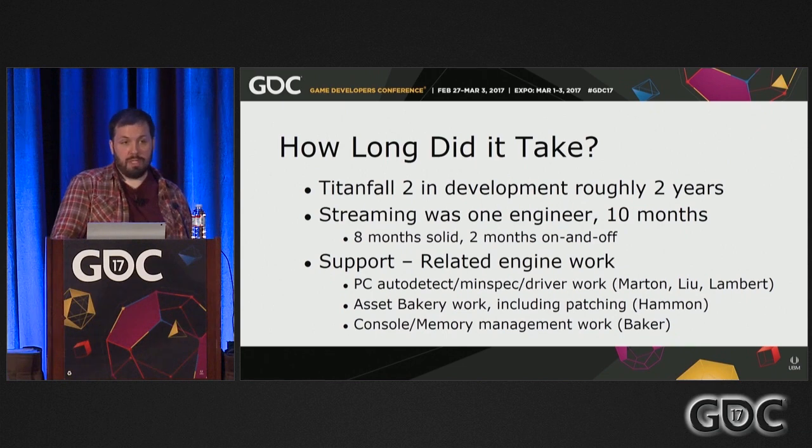Our game was in development for 2 years. This took about 10 months. There was related work too, like especially handling PC, auto detection, min-spec, and talking to driver people and trying to figure out performance issues with that. There was also the asset pipeline work, including being able to patch these. And then there was work on console to figure out how much memory we have, because texture streaming is the thing that gets the rest of the RAM. So anything that affects memory is going to affect the texture streaming budget pretty much.